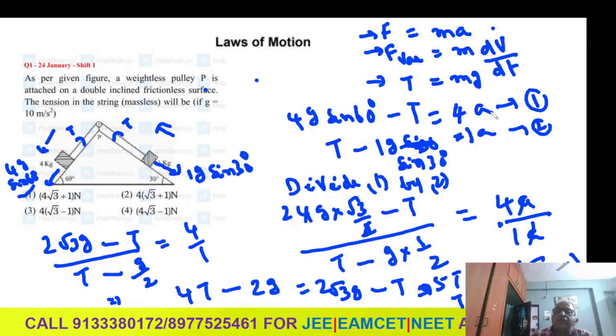4g sin 60 minus tension is 4a, because coming down, this will be greater than tension. Going up, tension will be greater than 1g sin 30. If you take the equation with 1g sin 30 and divide, ultimately you get this result. After simplification, you get 4 into root 3 plus 1. So this is the answer.